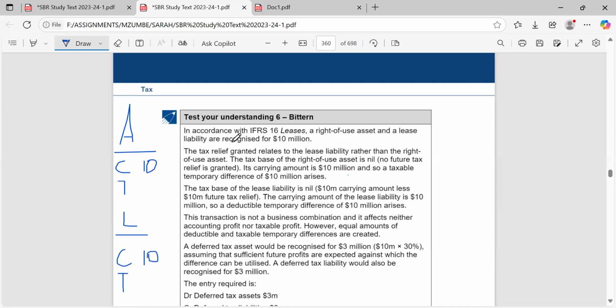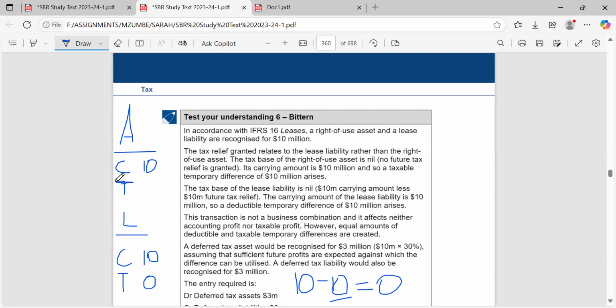The question has specifically told us that relief is provided on a tax liability, right? So since it is provided on a tax liability, it means that on the liability side, the tax base of a liability is usually taken as its carrying amount minus something that is tax deductible. And since it is available on a liability, it should be 10 minus 10, which would give us nil, right? So we should have a tax base of nil as regards the liability, right?